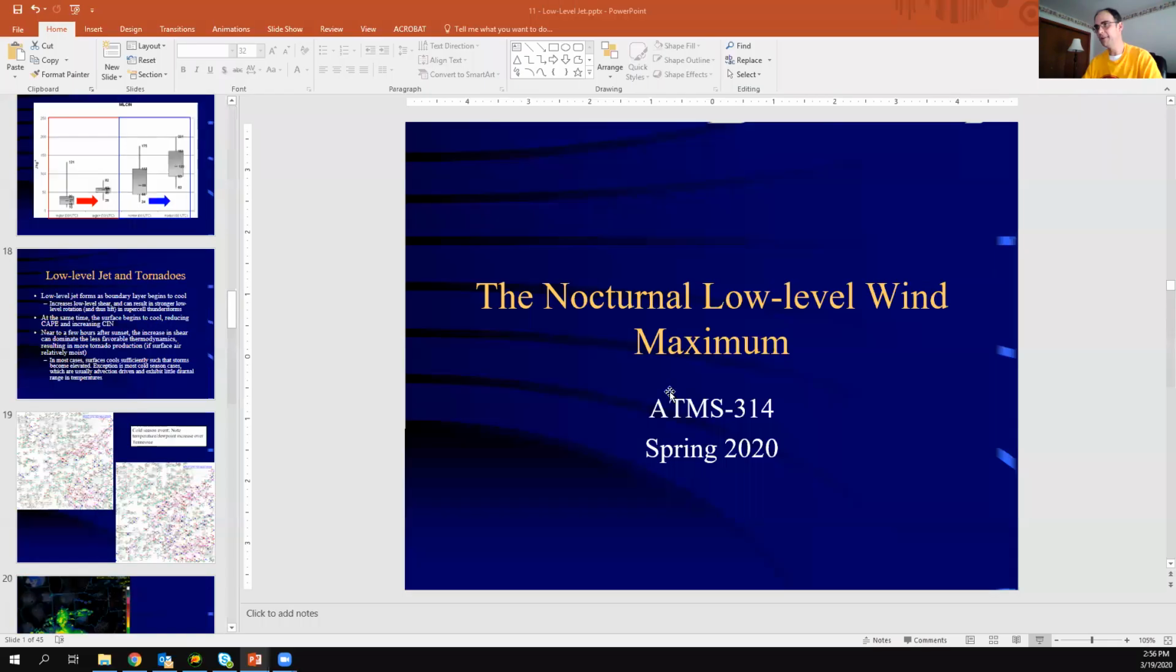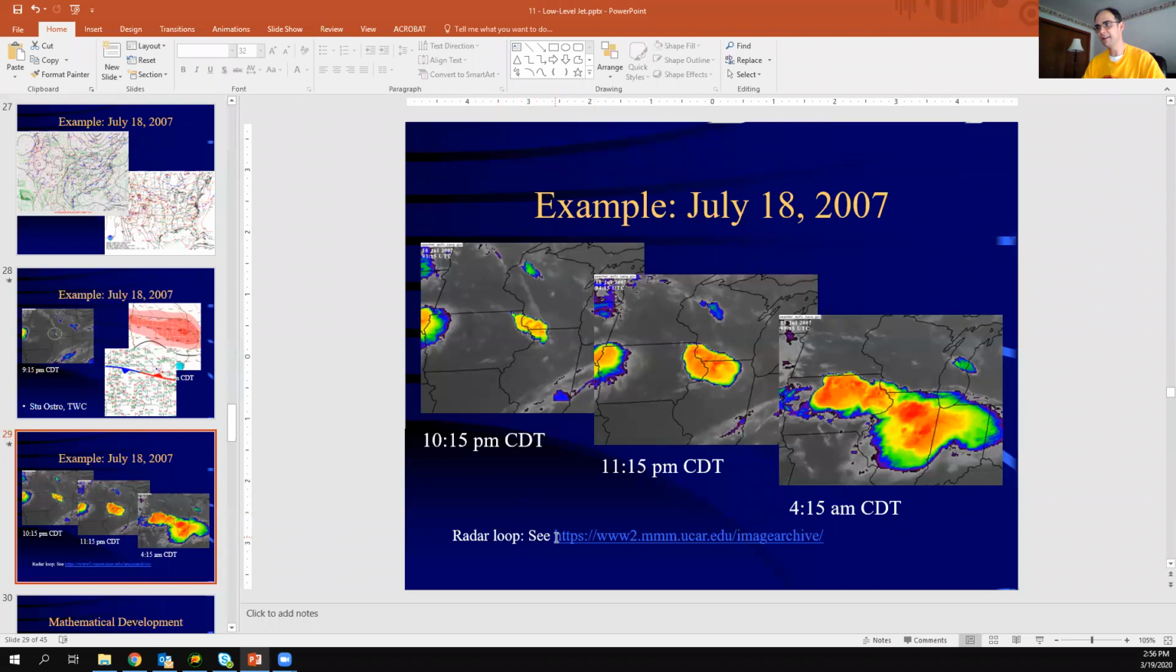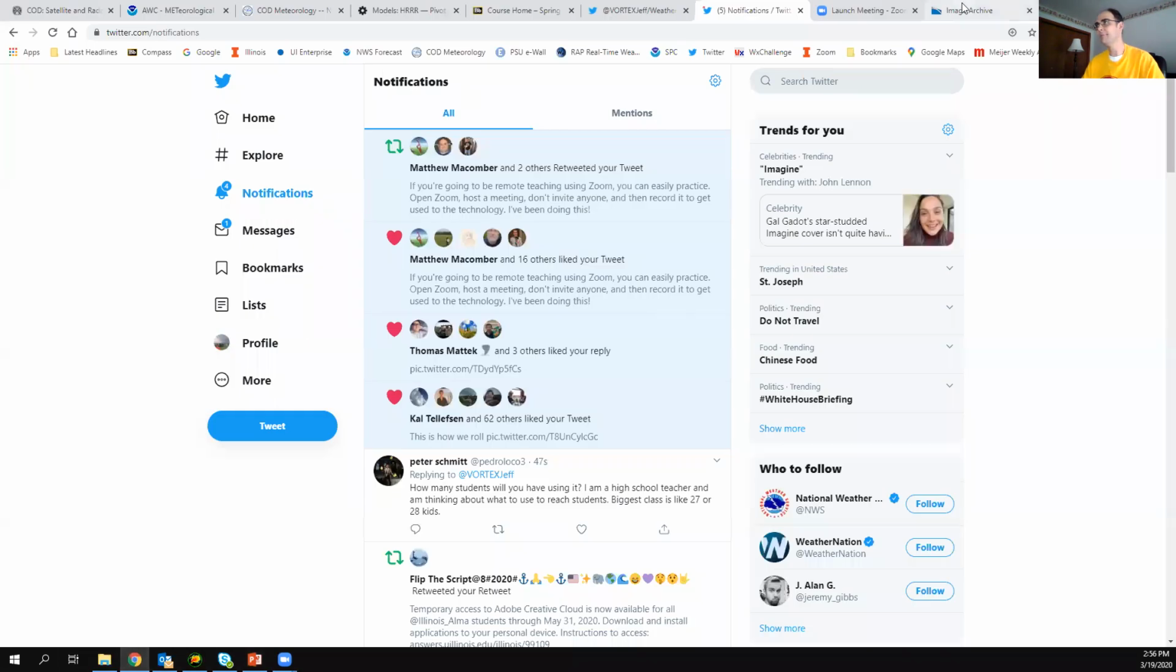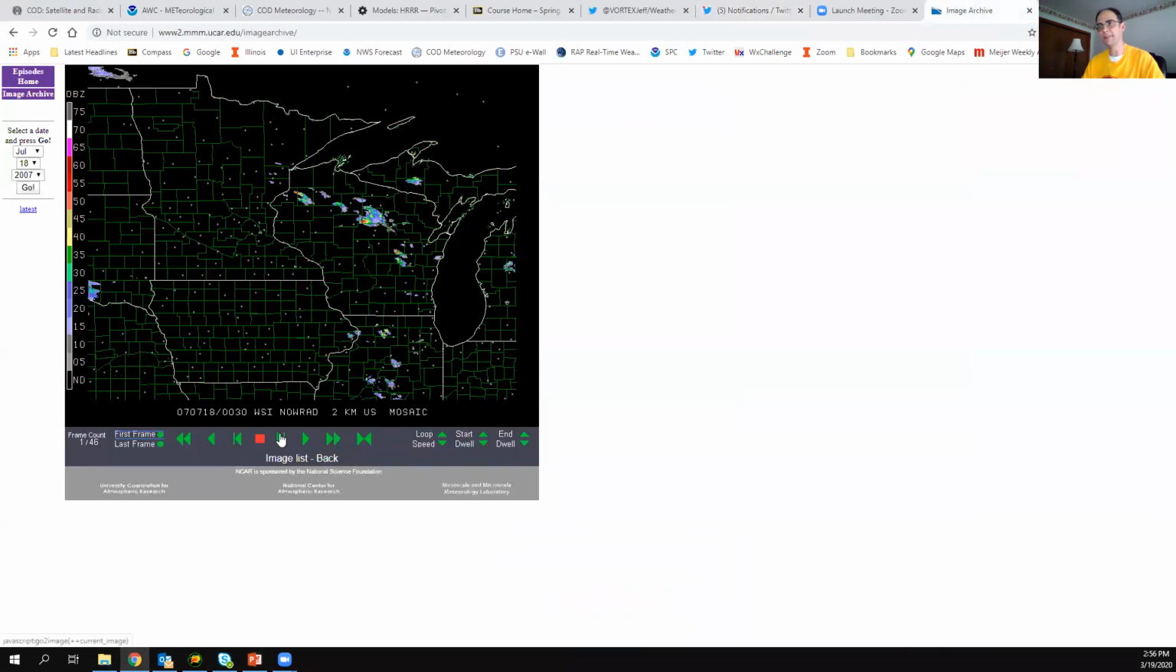And so hopefully this works here. We're sharing the screen. Go ahead and do this and load up the radar loop from this.